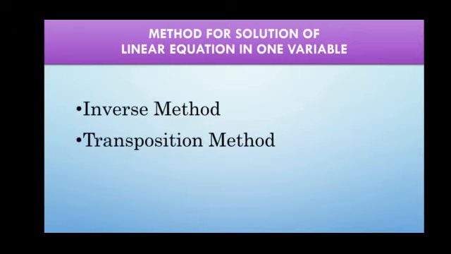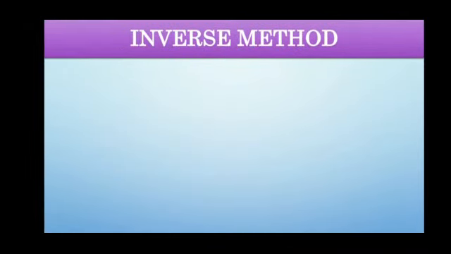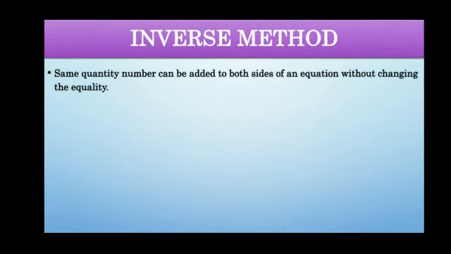Method for the solution of linear equation in one variable. There are two types of methods for solving the linear equation in one variable. The first method is the inverse method, whereas the second method is the transposition method. In the inverse method, there are some rules.